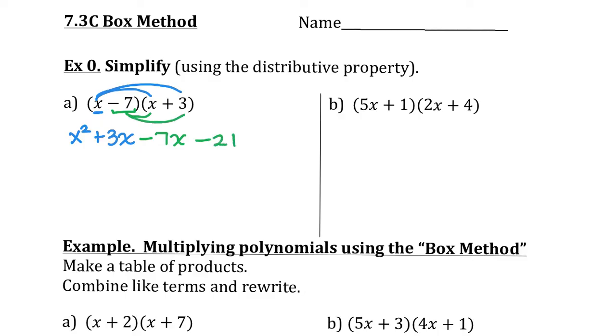And then if there are like terms, I do combine them. So the x squared is okay, but the 3x minus 7x is going to be negative 4x. And I'll bring down the minus 21. And then this is my answer in standard form.